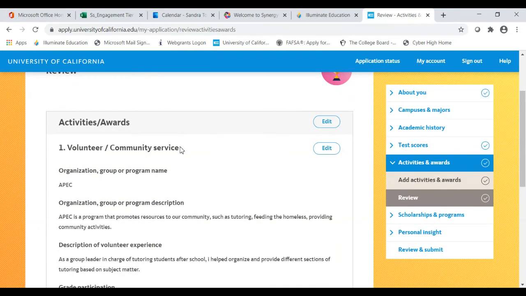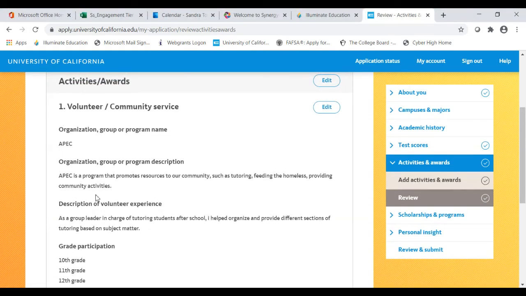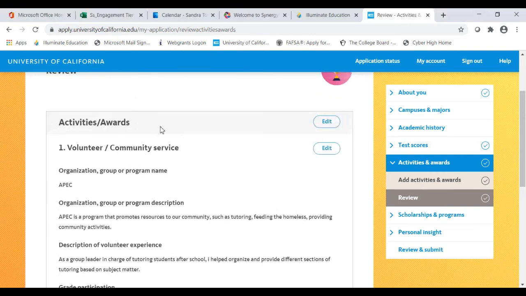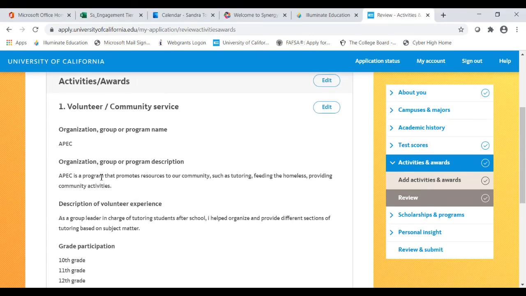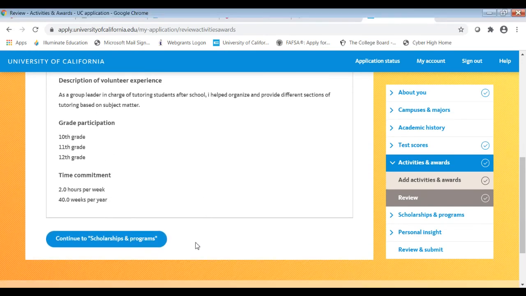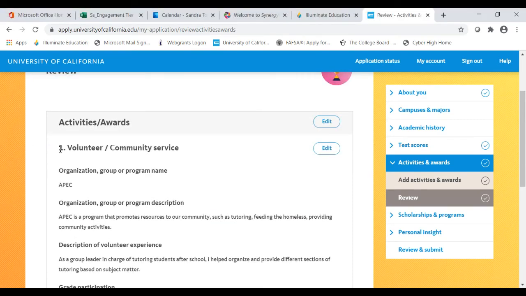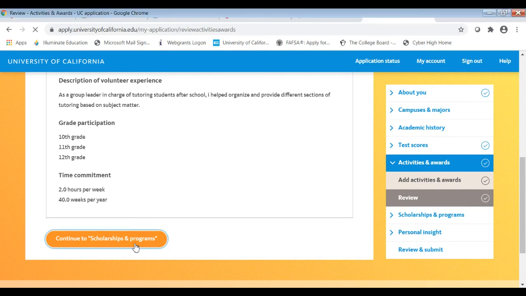Then let's see. Okay, so like everything else, once you enter everything, it gives you a review of what you've entered. So this is your opportunity to confirm what you've entered, what you've said, all the details that you included. If I had put 5 things, then I would have a total of 5 listed in the different areas.